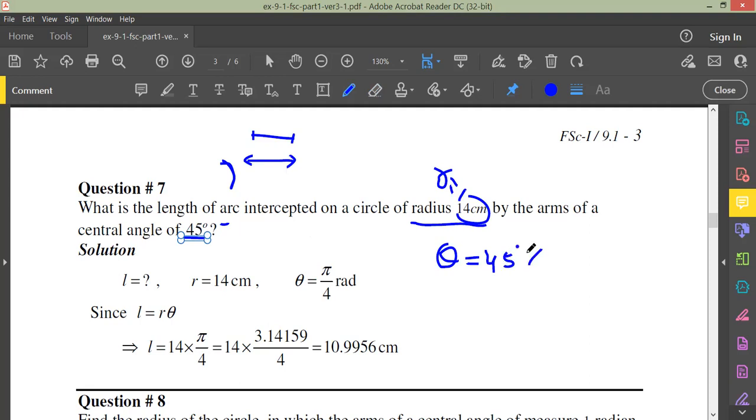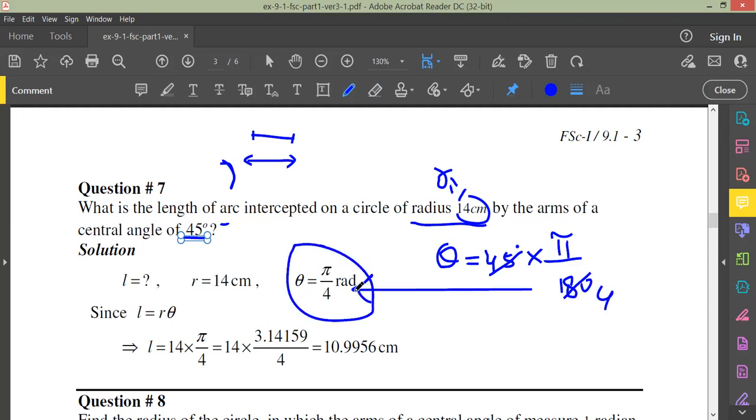degrees. To convert degrees into radian, we multiply it by pi over 180. So this will be equal to pi over 4. The value of theta is equal to pi over 4. The value of r is equal to 14 centimeters. We want to find the length of the arc, the value of L. So we know the formula L is equal to r theta. Simply we apply the formula L is equal to r theta to calculate L. So r is equal to 14 centimeters, theta is equal to pi over 4. After multiplication and division, we will reach our final answer.